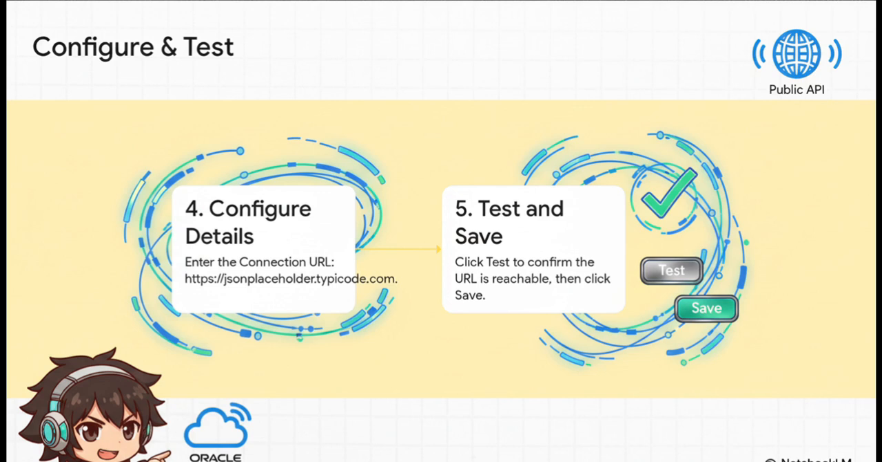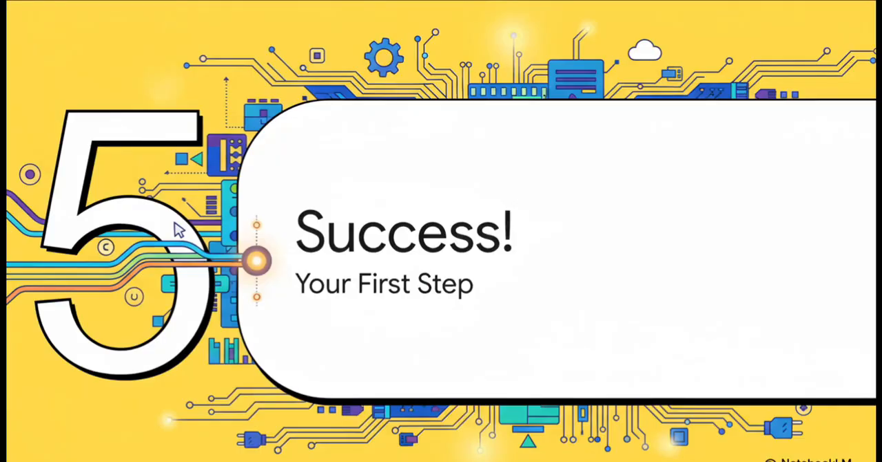And then here it is, the moment of truth. We click that test button. OIC goes out, pings that URL to make sure it can talk to it, and boom. Once we get the green light, we hit save and we're done. And that's it. Just like that, you've actually done it. You have configured and successfully tested a live connection to a real service out on the internet. Seriously, this right here, this is the absolute fundamental building block for every single integration you will ever build in OIC.